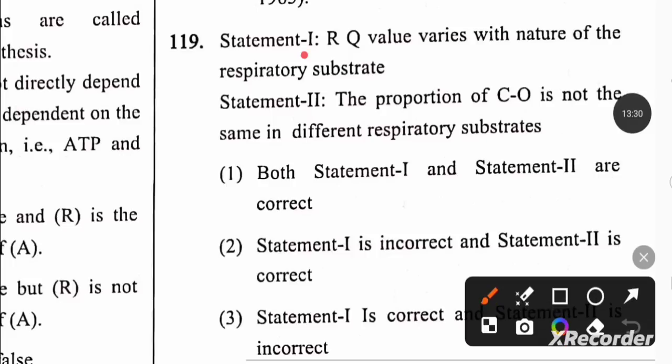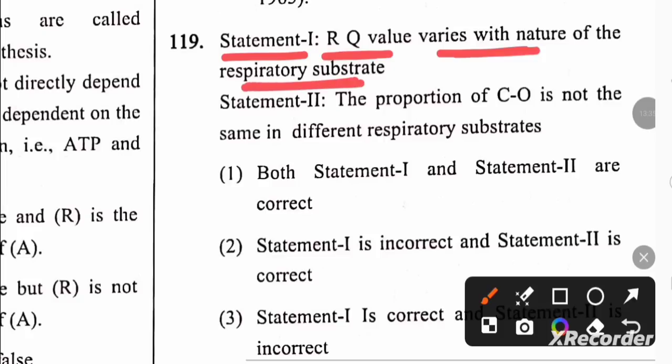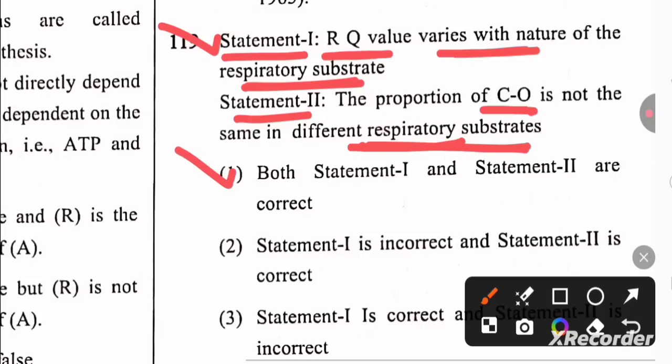Statement 1: Respiratory quotient value varies with the nature of respiratory substrate. Yes, based on the substrate, carbohydrates, proteins and lipids, RQ value will be different. So statement 1 is correct. Let us go to statement 2: the proportion of carbon and oxygen is not the same in different respiratory substrates. So this statement 2 is also right, because the proportion of carbon and oxygen is not the same in all the substrates. So both statement 1 and statement 2 are correct.